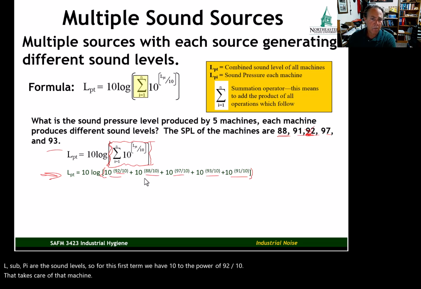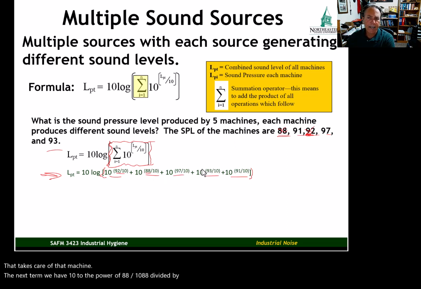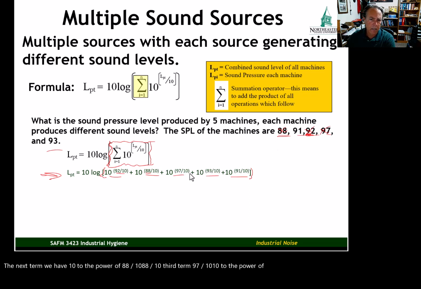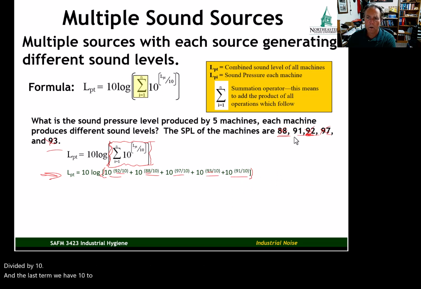The next term, we have 10 to the power of 88 divided by 10. Third term, 10 to the power of 97 divided by 10. Fourth term, 10 to the power of 93 divided by 10. And the last term, we have 10 to the power of 91 divided by 10. Okay, now we have everything plugged in that needs to be plugged in.